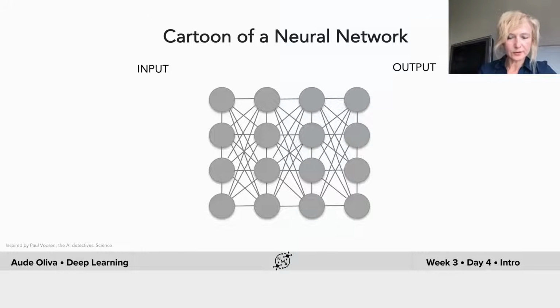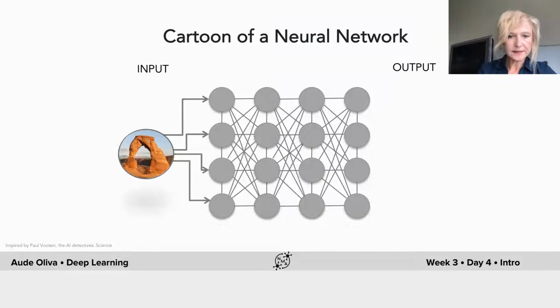So here's a cartoon of a neural network. This cartoon neural network is made of layers of neurons or units. Here we see 4 layers of 4 neurons each. So the network receives an input, here an image of a work arch, and produces outputs that are related to the task we want the network to solve. And here, let's say we want the network to solve the task of classifying the image into a category. Is the image a kitchen, a garden, a work arch, or a street?